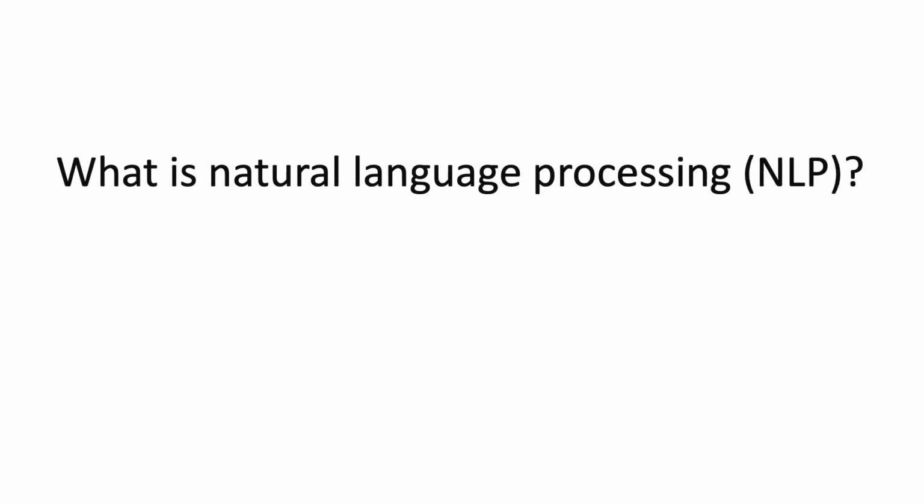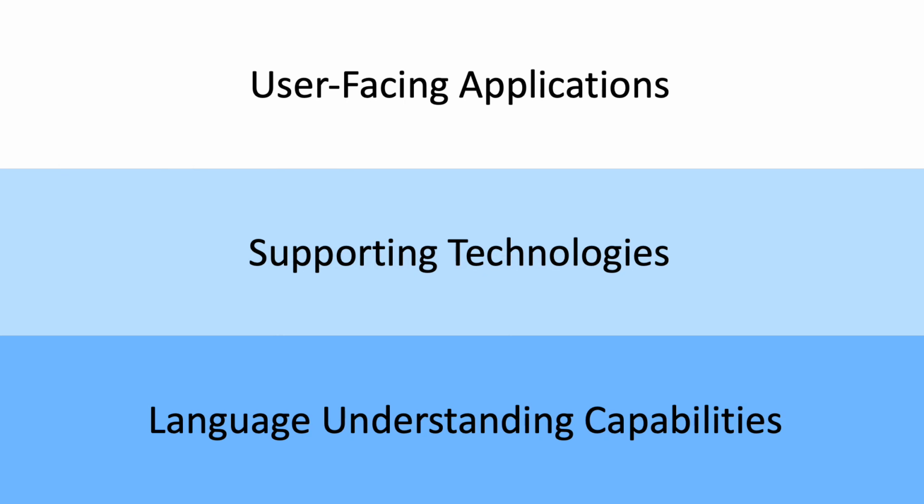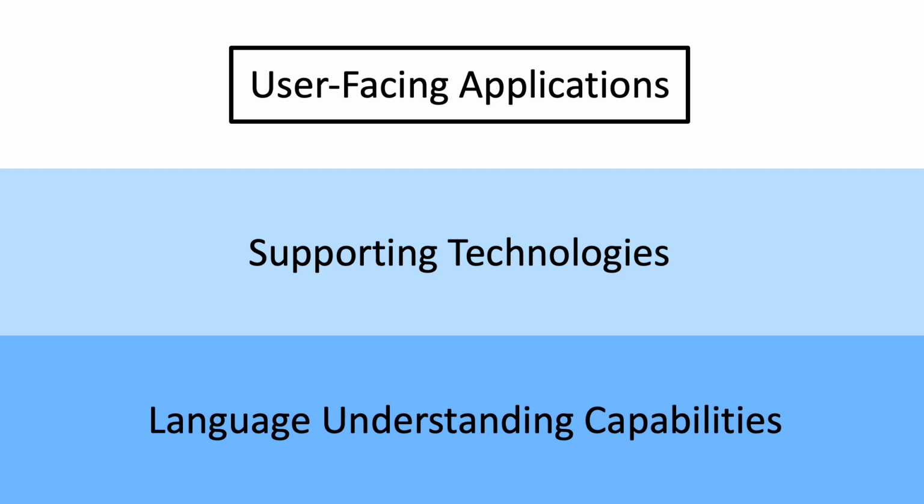What is natural language processing? Well, it's a sub-area of computer science that includes problems and solutions related to human language. We can think of NLP problems as being in three categories. First, we'll talk about user-facing applications. These are the kinds of things we use every day.